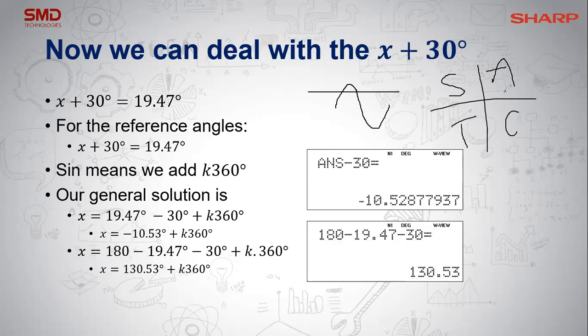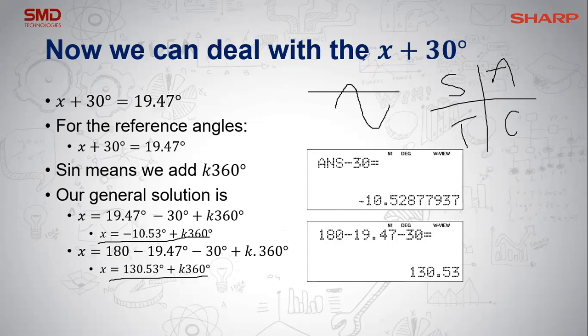So we're going to have the first quadrant, which is just 19.47, subtracting the 30 and adding your k times 360 for that repetition. And then in the second quadrant, we're going to have 180 minus 19.47, and then, of course, subtracting your 30 from your original, and then adding your k times 360. So these are our general solutions over here.